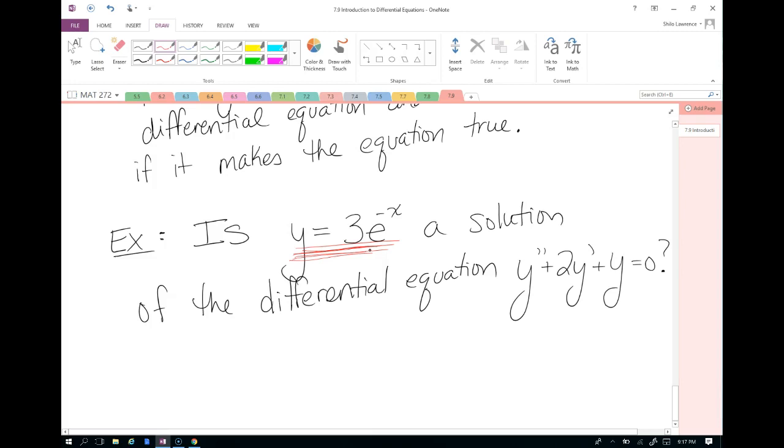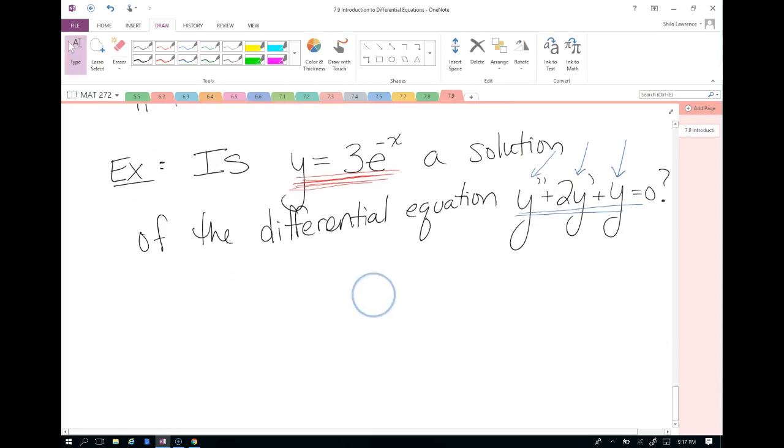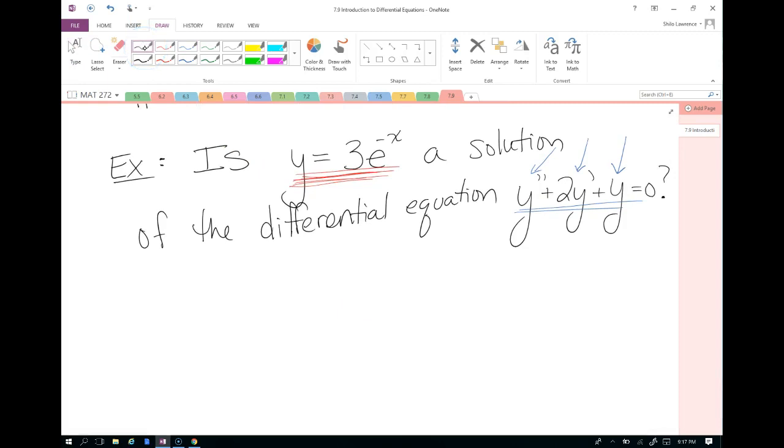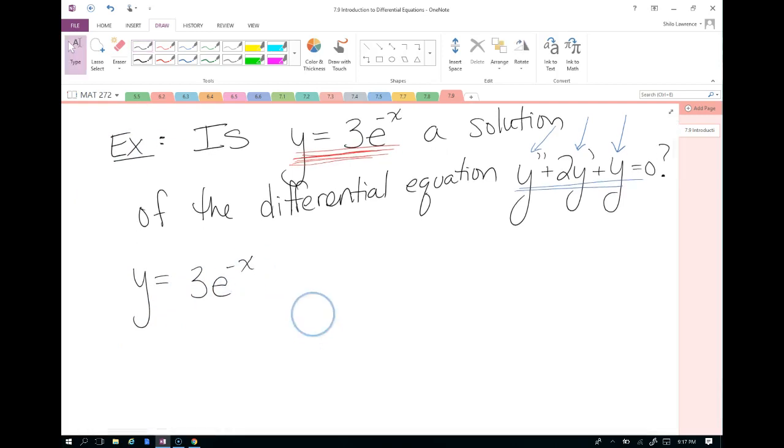Remember, the answer or the solution for a differential equation is a function. It's a function that makes the equation true. So if you look at your differential equation, I have a spot to put that y function, but I also need y prime and y double prime in order to thoroughly check this. So before I start replacing, I need to figure out what those are. So we're given that y equals 3e to the negative x. We also need to know y prime and y double prime. All of those need to be replaced.